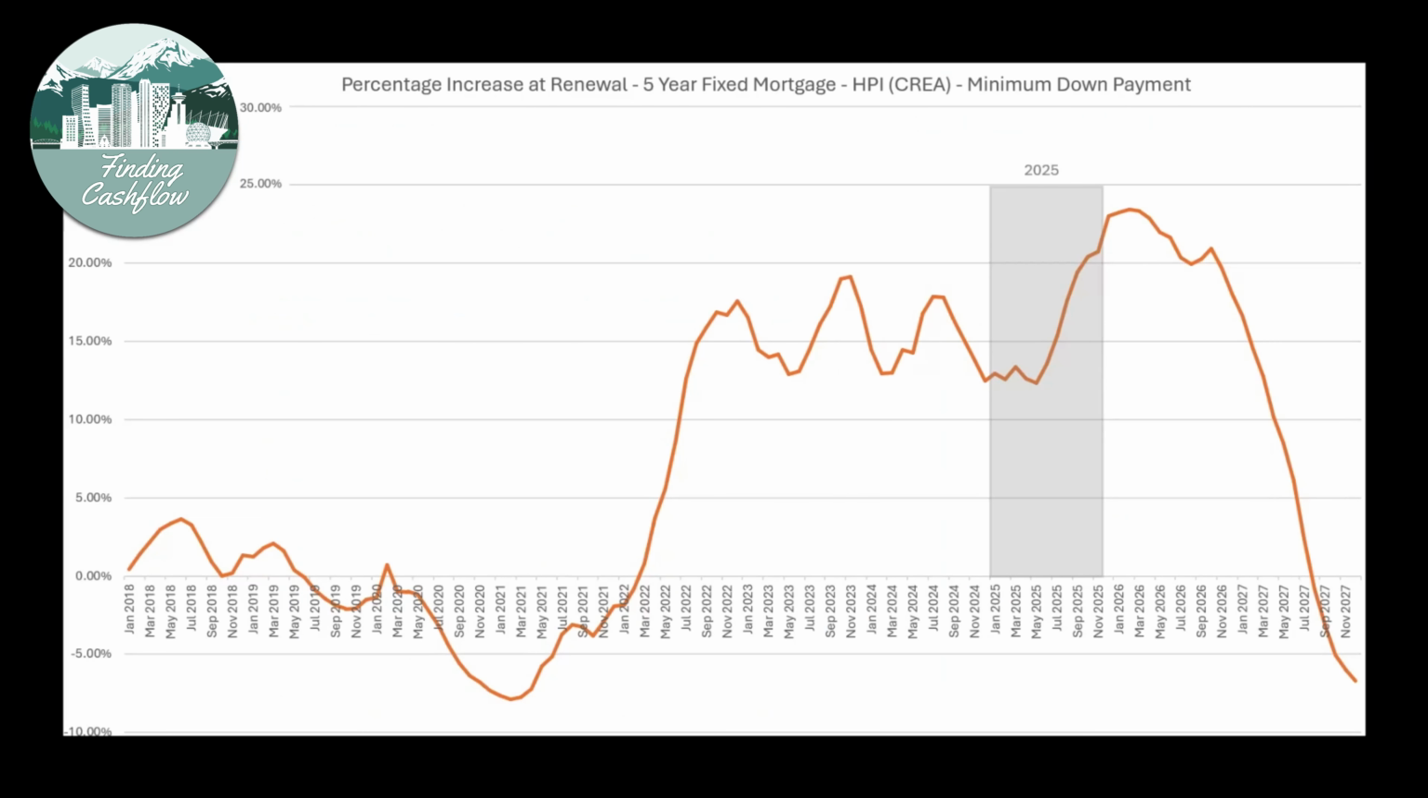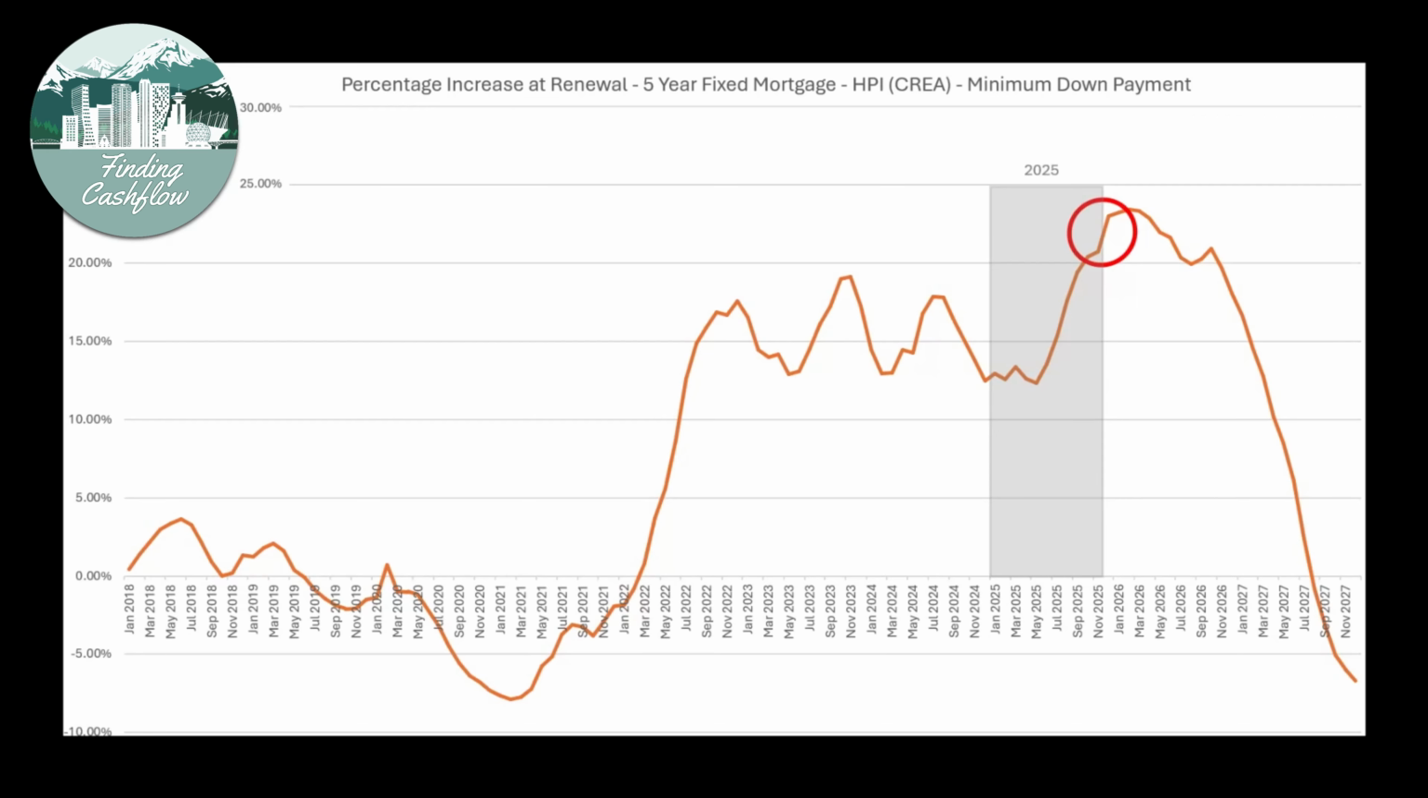So let's now look at how the percentage increase in the 5-year fixed mortgage rates upon renewal may reach a level of 26%. Based on a current 5-year fixed rate of 4.24%, which is where the 5-year fixed rate is here in BC upon recording this episode, we can see that the maximum percentage increase upon renewal of the 5-year fixed rate mortgage will be in the range of 24% next year in 2026.